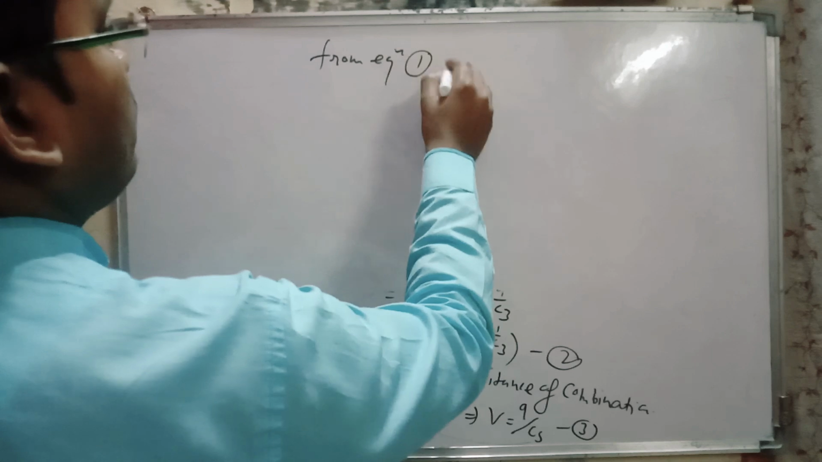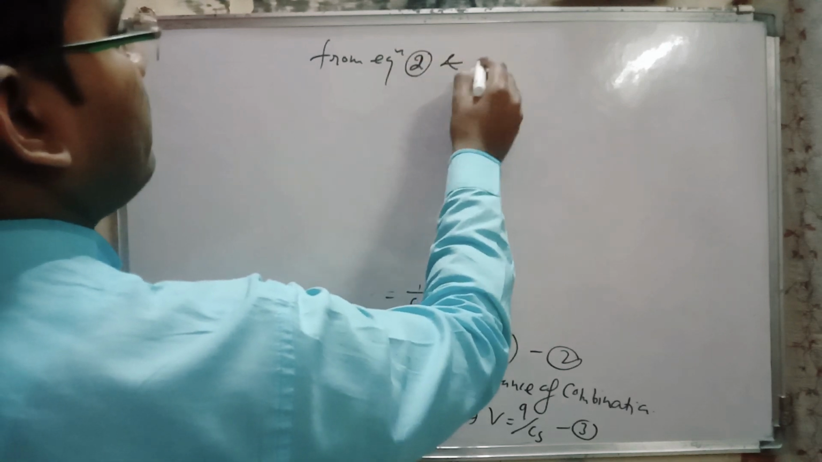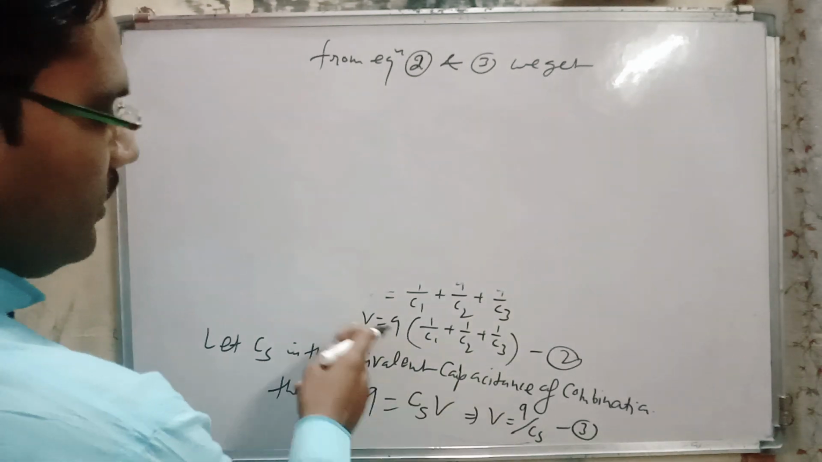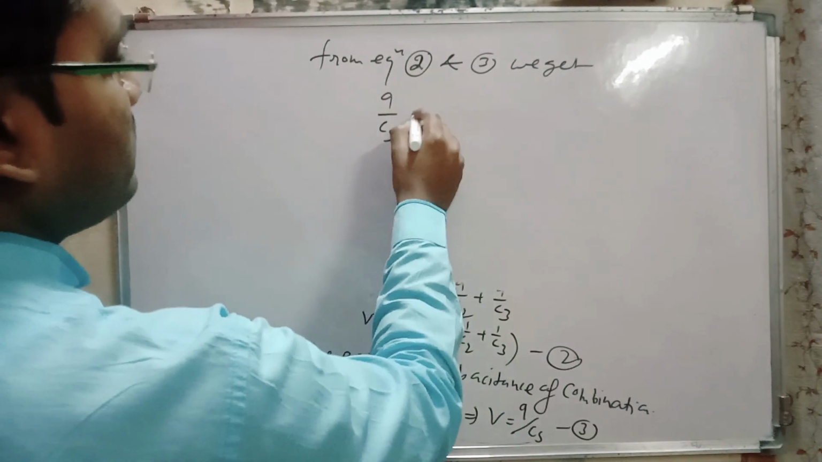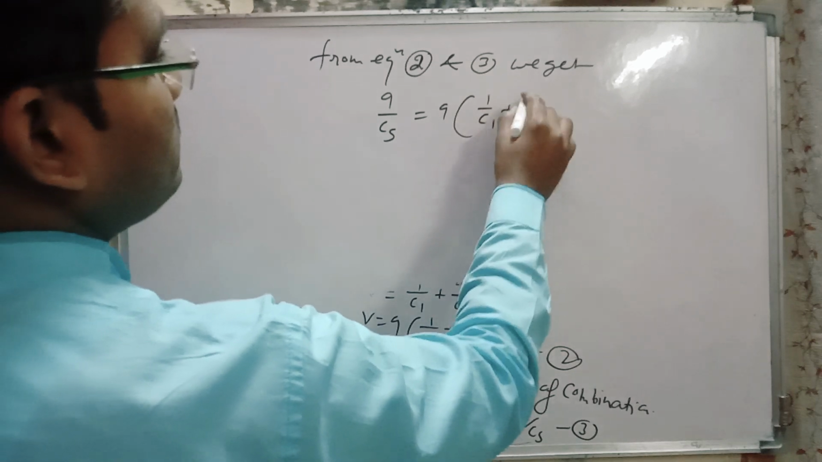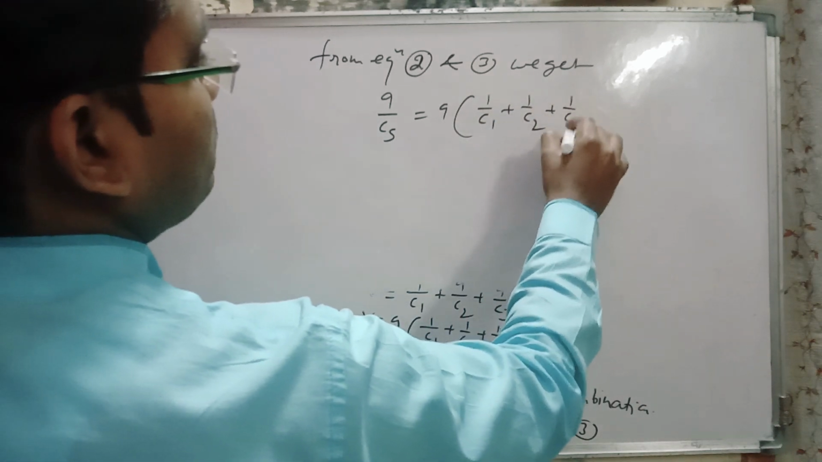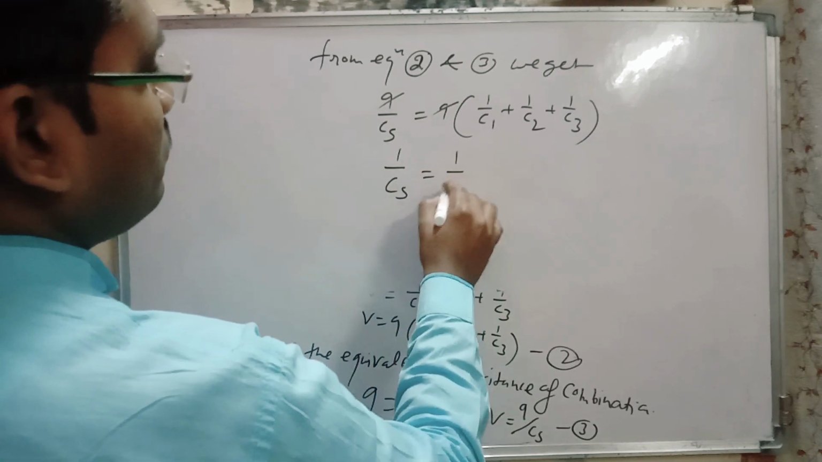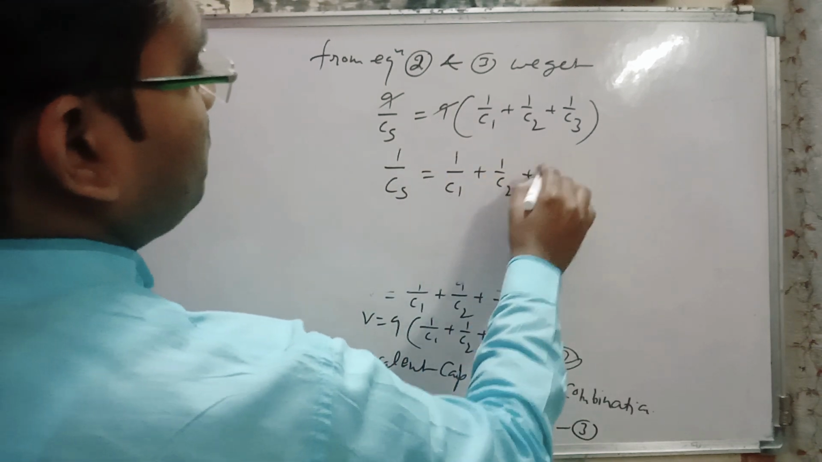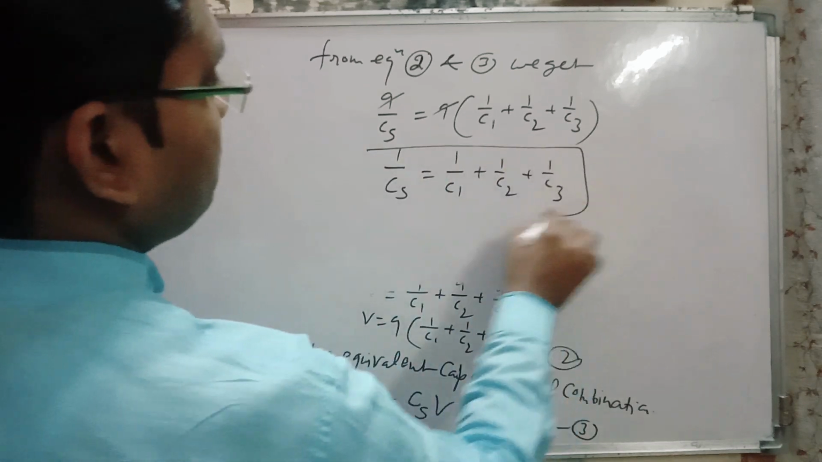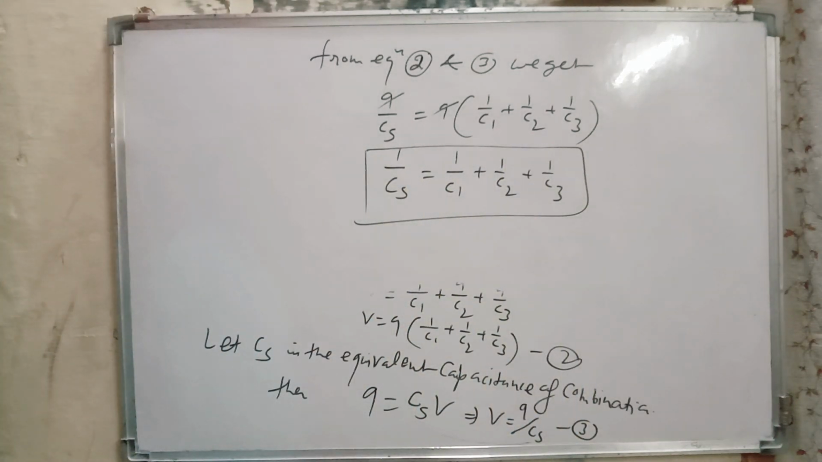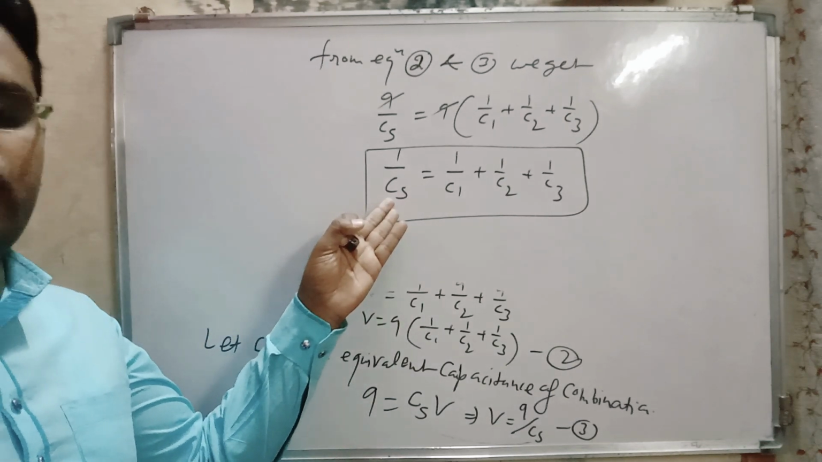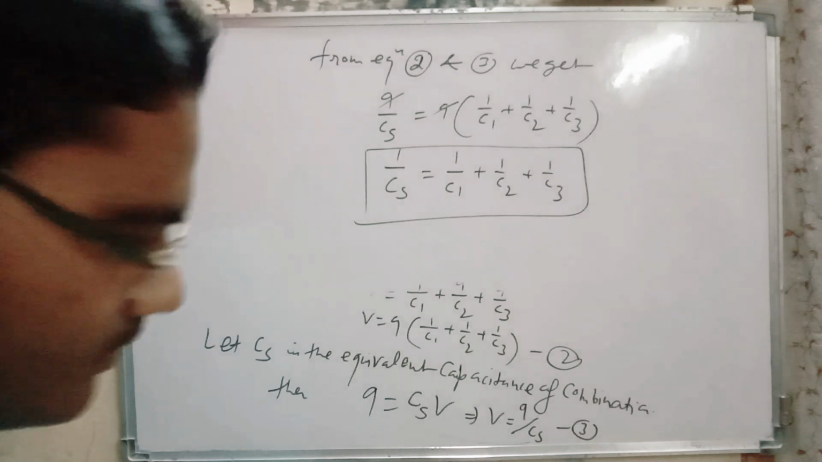From equation 2 and 3 we get, now we substitute the value of V here. Q by Cs is equal to Q times 1 upon C1 plus 1 upon C2 plus 1 upon C3. Now Q and Q cancel. 1 upon Cs is equal to 1 upon C1 plus 1 upon C2 plus 1 upon C3. This one is the expression for equivalent capacitance of three capacitors connected in series combination.